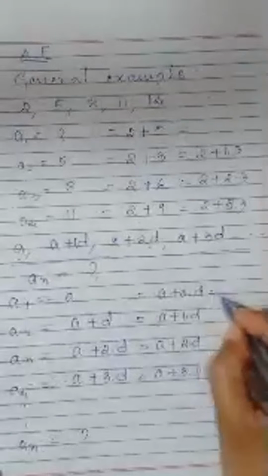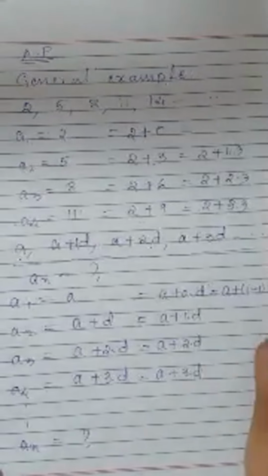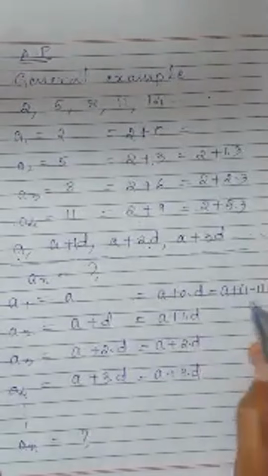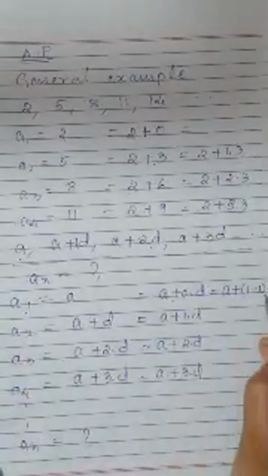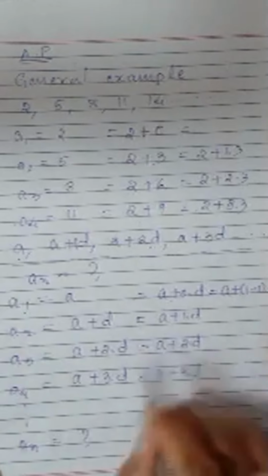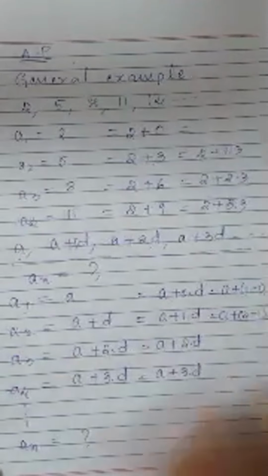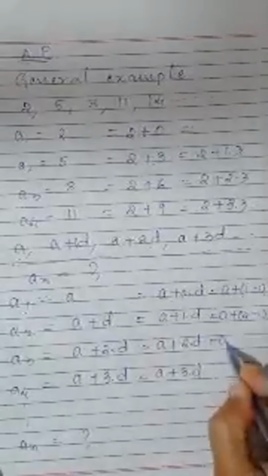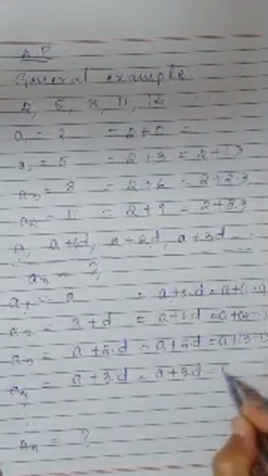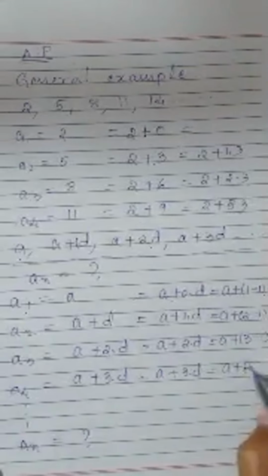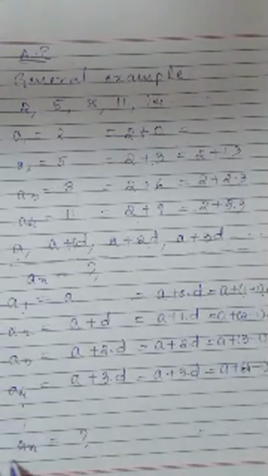Observe here, this 0 can be written as 1 minus 1 into d. You may write 2 minus 2, 3 minus 3, you are getting 0 only. But this is the first term, so I want to write 0 as 1 minus 1 into d. And the next term, a plus 2 minus 1 into d. After that, a plus 3 minus 1 into d. After that, a plus 4 minus 1 into d. So the question arises, what will be the nth term?